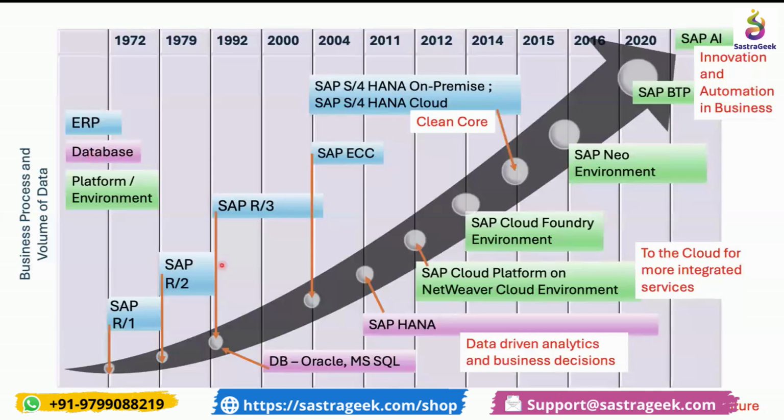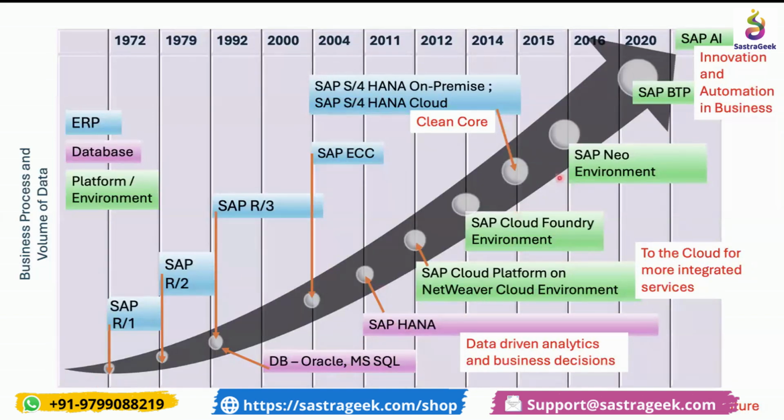Everything in the pink is related to DB. So in 92, SAP first went for the DB Oracle MS SQL approach, moving away from mainframe. And in 2010, SAP releases SAP HANA, keeping in mind that they wanted data-driven analytics to be a major decision maker for businesses. It started providing faster data and managing data more efficiently.